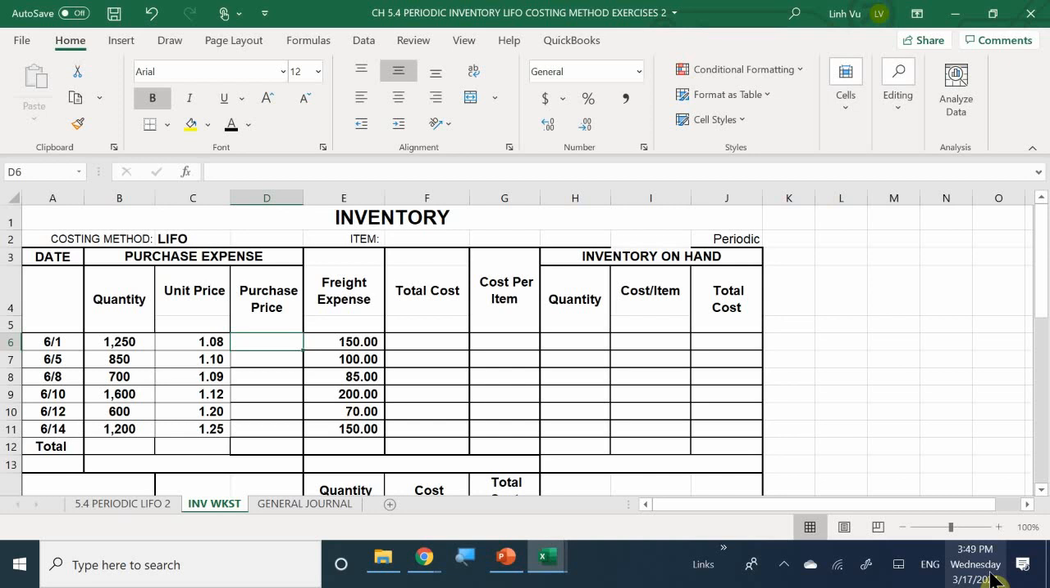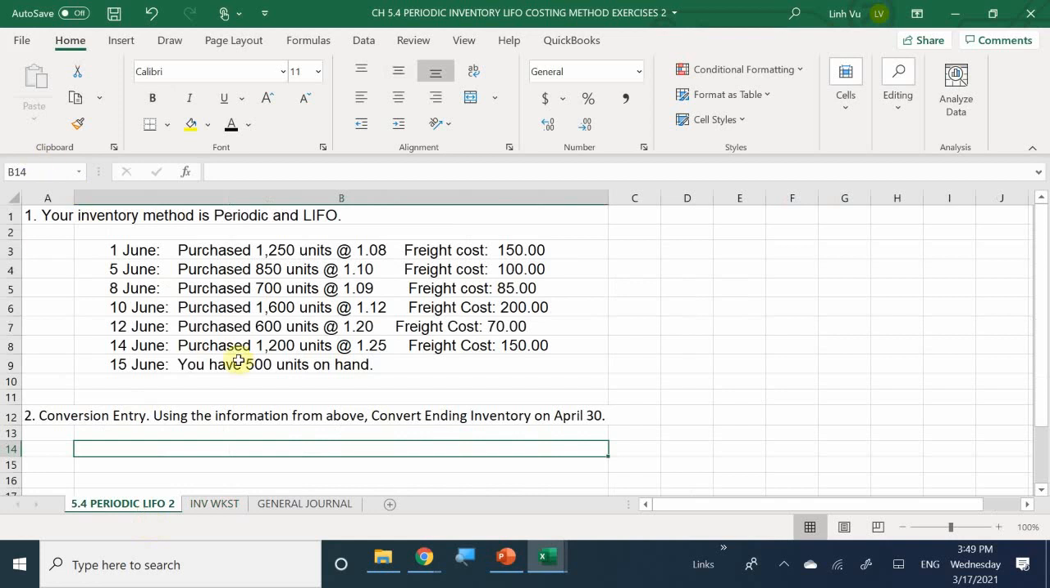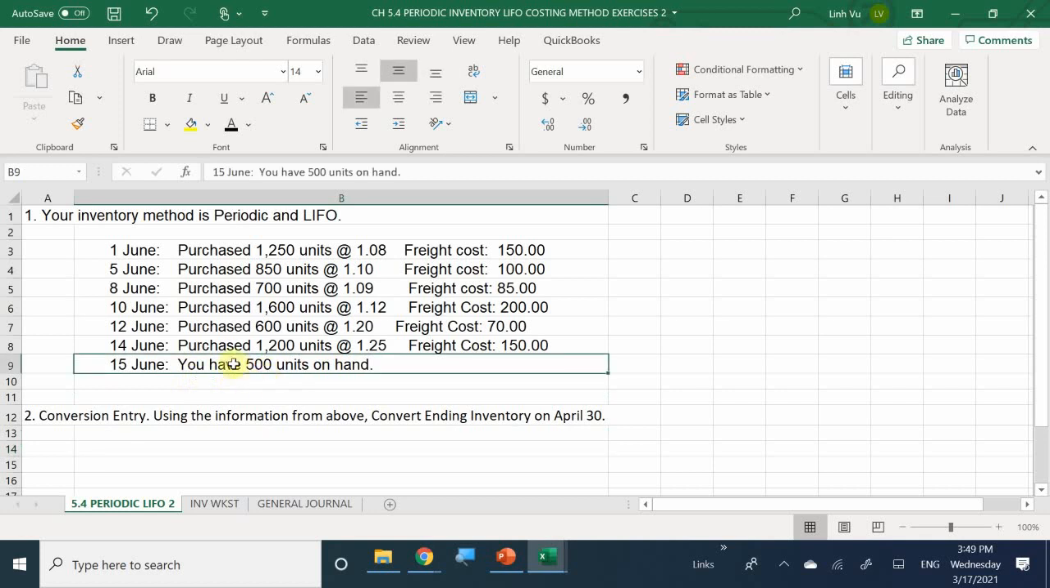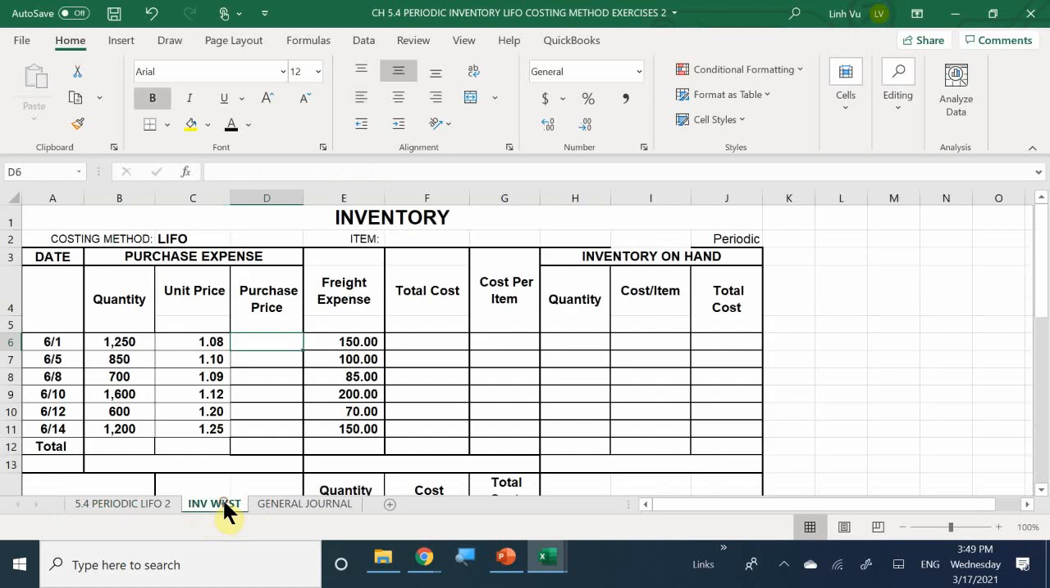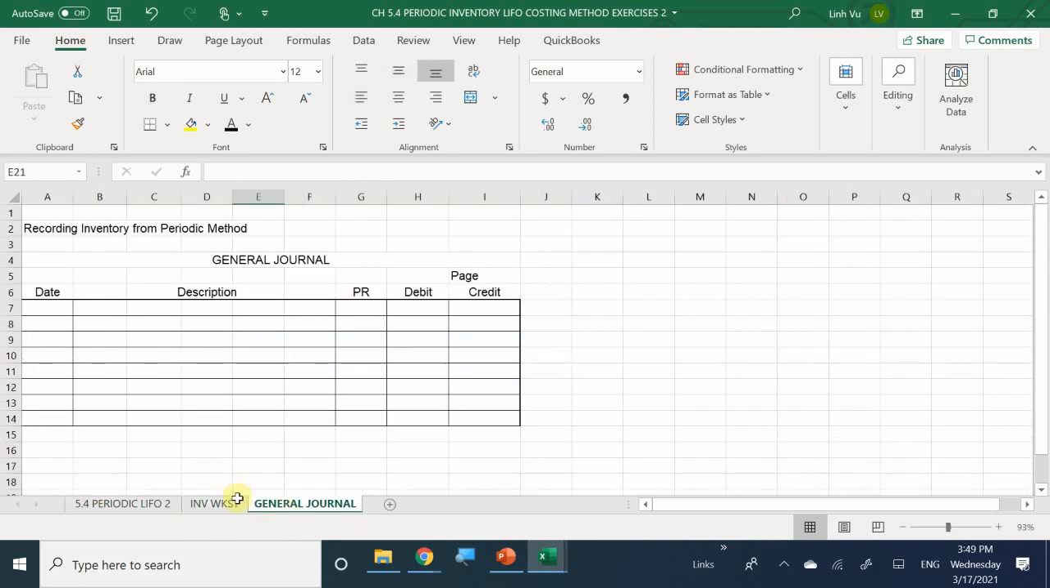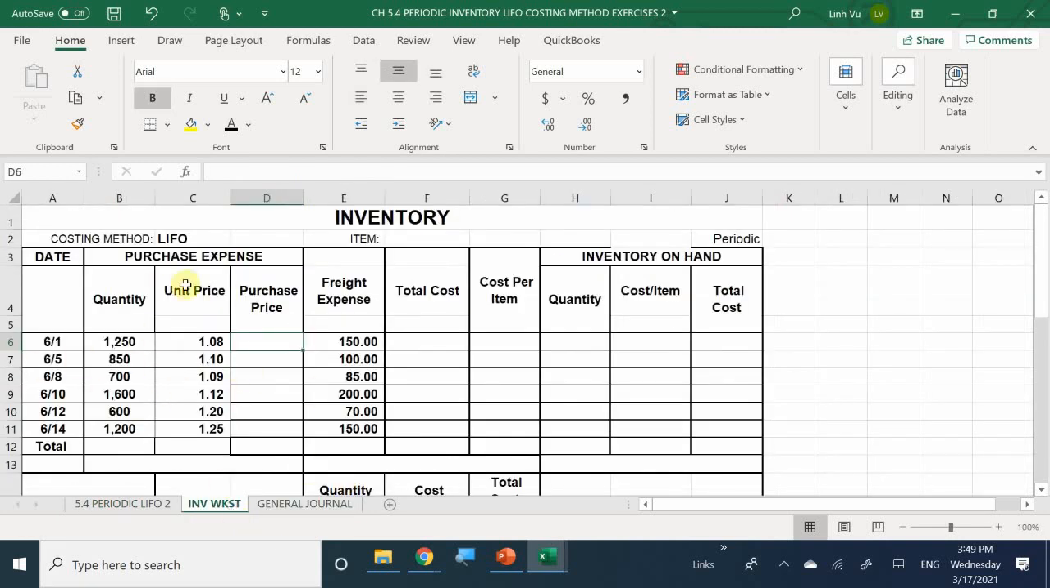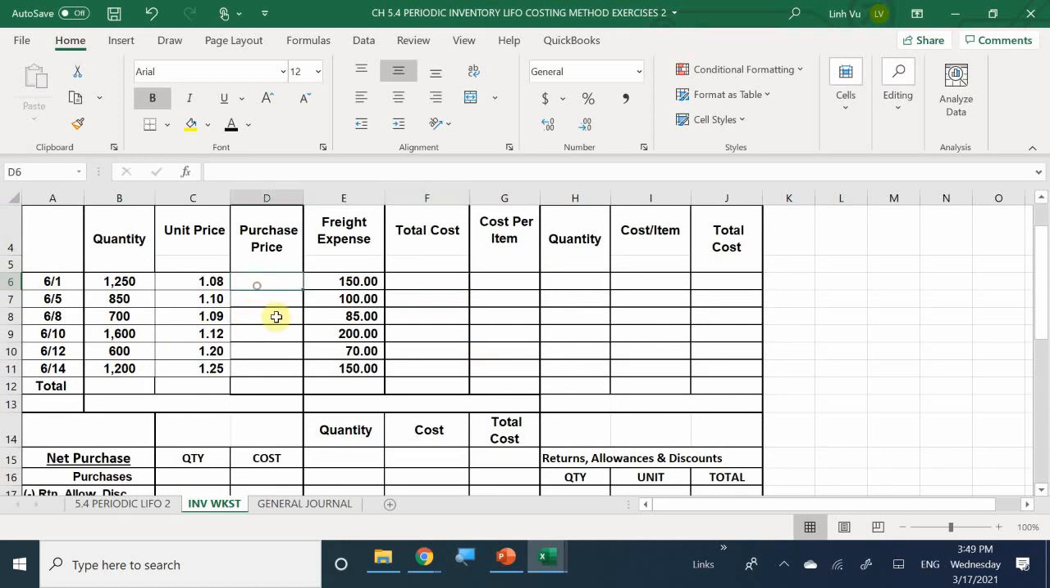Okay, so here is chapter 5.4, exercise 2. As I've mentioned before, here's the context of the scenario. We're just going to make a whole bunch of purchases, and at the end of the month, in this case June 15, you should have 500 units left on hand. To save you some time, all I want you to do is practice entering the formula and practice solving for the table.